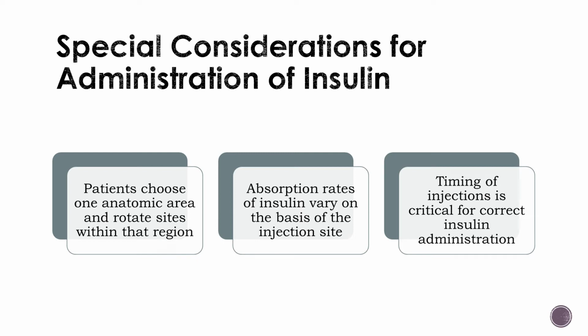Next is the timing of injection. It is important to avoid fluctuations in the blood glucose level. For example, administer rapid acting insulin just before the meal and short acting 30 minutes before the meal. If you remember the onset of the medication, rapid acting starts working within 15 minutes, so it is critical to inject it right before the meal. Whereas the onset of short acting is 30 minutes, so you administer it 30 minutes before the meal.